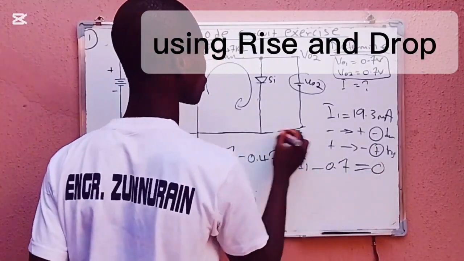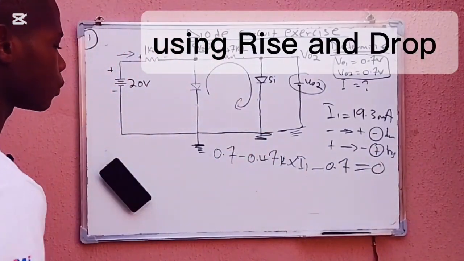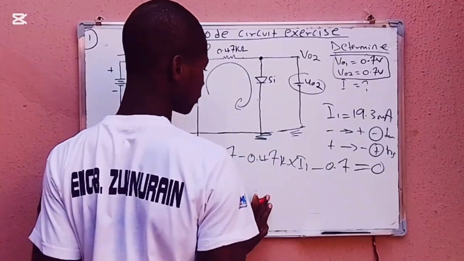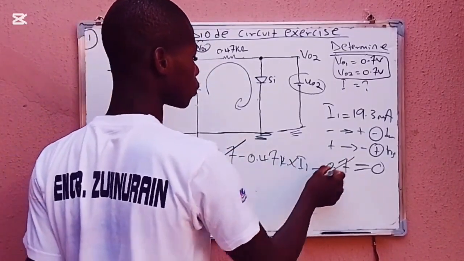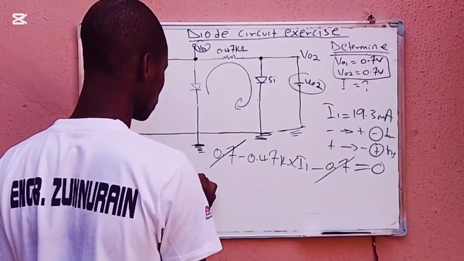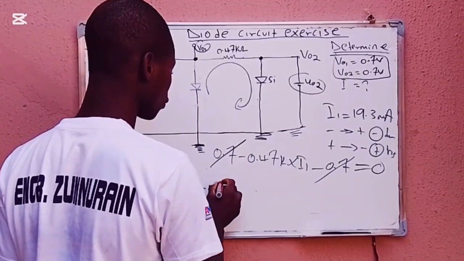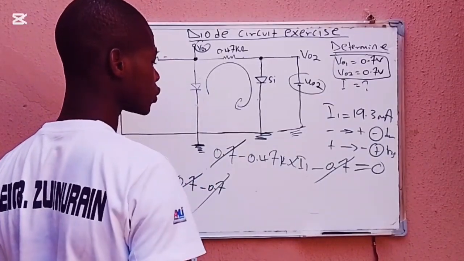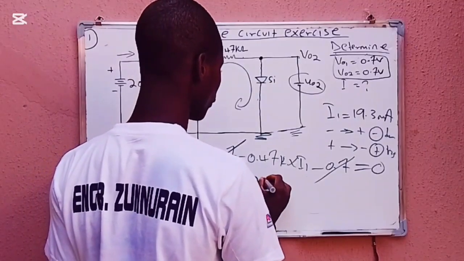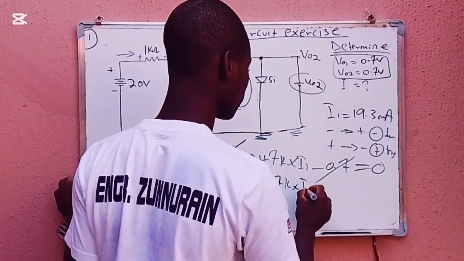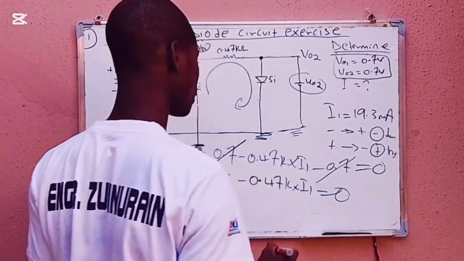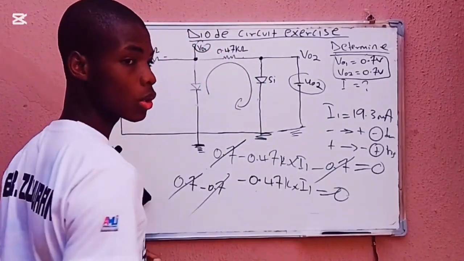All will be equal to the source of ground, which is 0. So as you can see, this will go with this, because I will say 0.7 minus 0.7, so it should now be 0. So I'm left with 0.75 of current multiplied by I1. This should now be equal to 0.